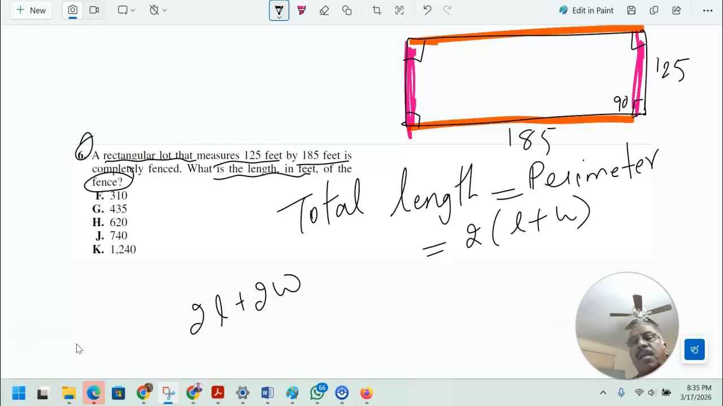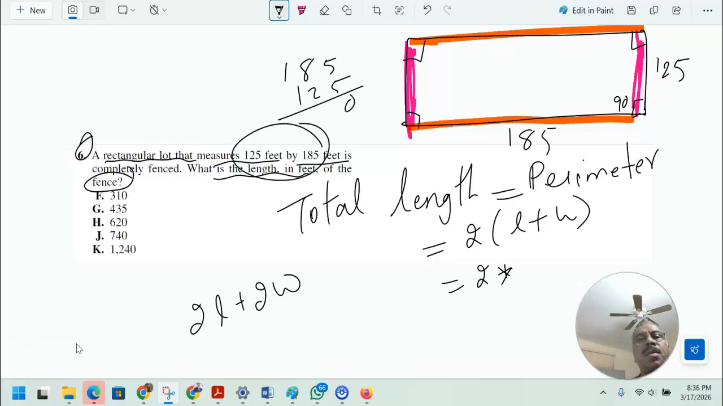I would just add it this way, so that is 2 times. How much is 185 plus 125? We add this, and you get 0, 1 carry, 9, 10, 11, and you get 310. So that becomes 310. Then 2 times 310, you get the answer, 620.